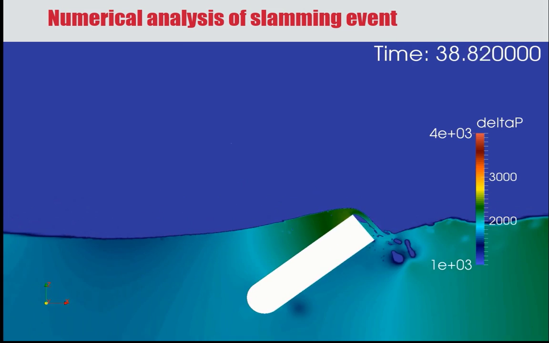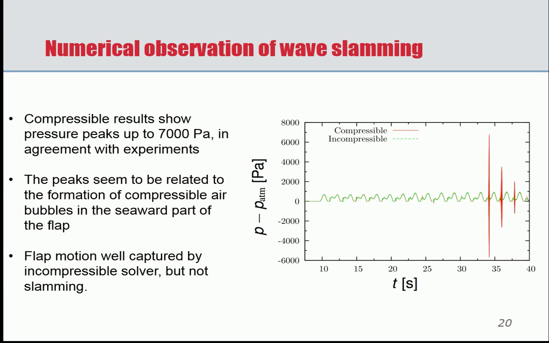And again, the key of this is now that if you apply an incompressible solver, so that's the green line, you don't actually see that impact event. So an incompressible solver, generally speaking, would not be able to capture that. If you look at a compressible solver, so the red line now, you can see that you get actually slamming events which are very similar to what we've observed in the experiments.